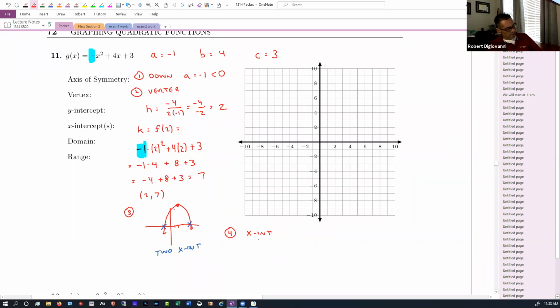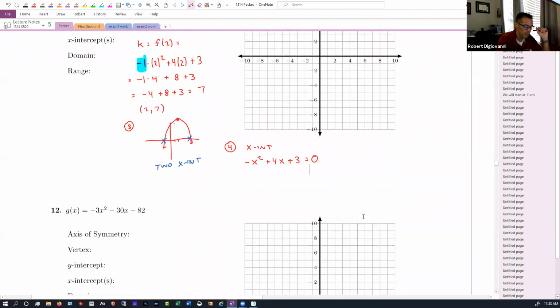So to find the x-intercepts, I take the original function, I set it equal to 0, and now we have a quadratic equation. Now for that one, maybe you could try factoring. It's not going to work. That looks a lot like a problem we've done already, but we'll work through it. Okay, I'm going to actually go through this. So I'm going to use the quadratic formula now.